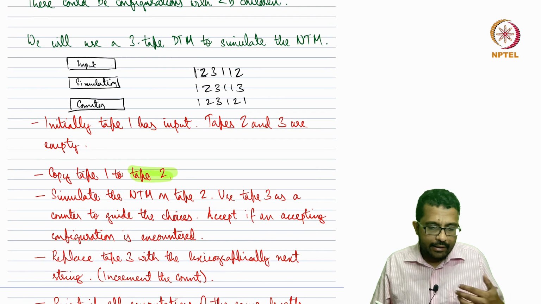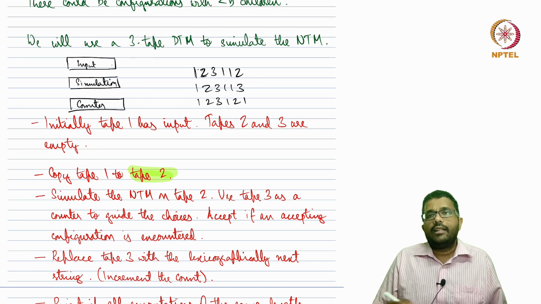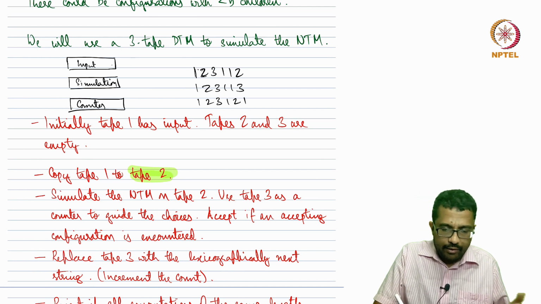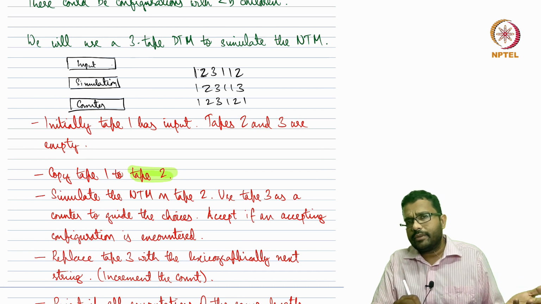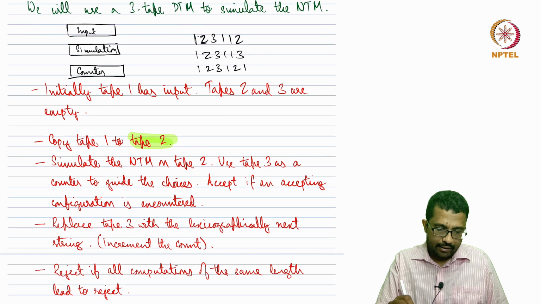And let's say 1 1 3 is not there. If 1 2 3 1 1 does not have a third child, then we will not take that path, because that path itself is not there. We will not accept, we will not reject, but we will just continue with the next option, right?